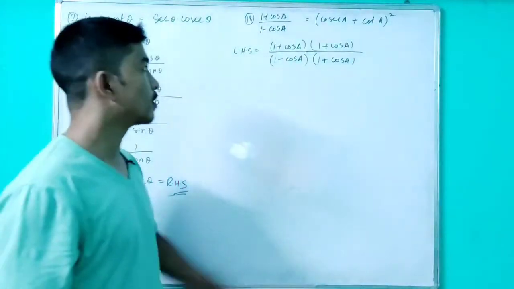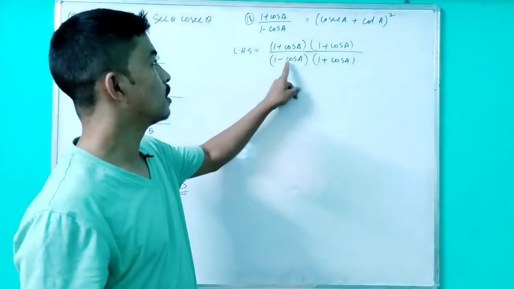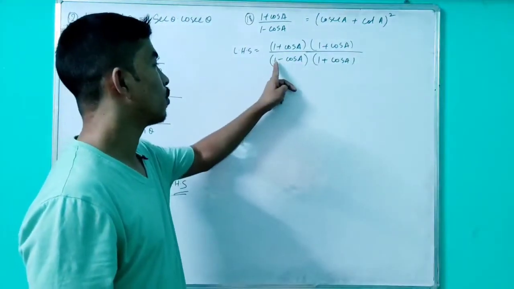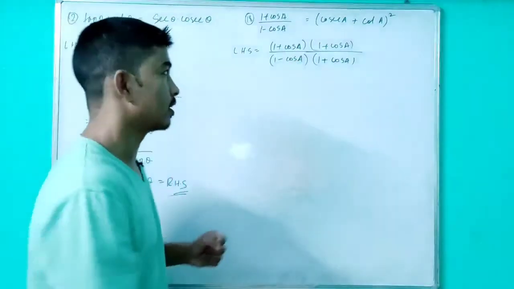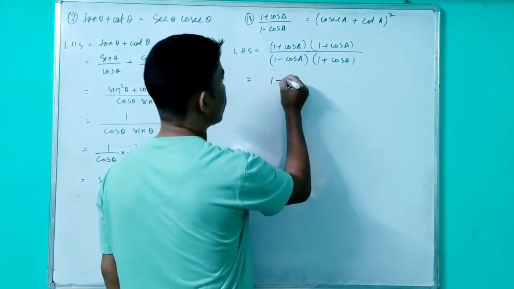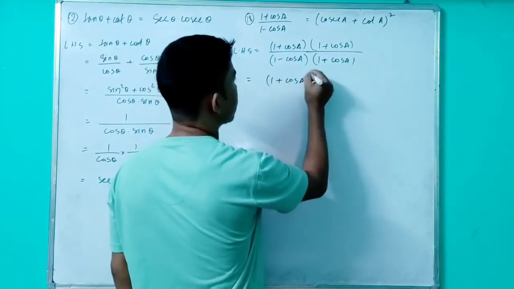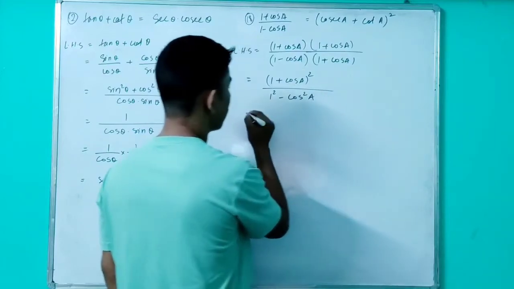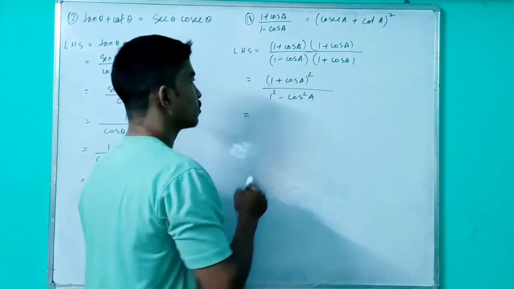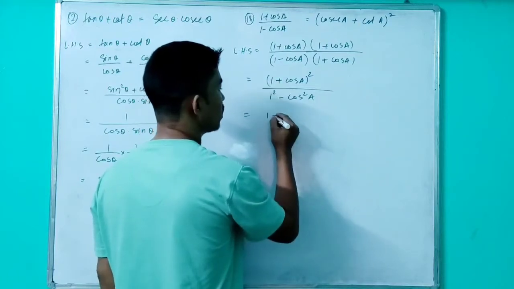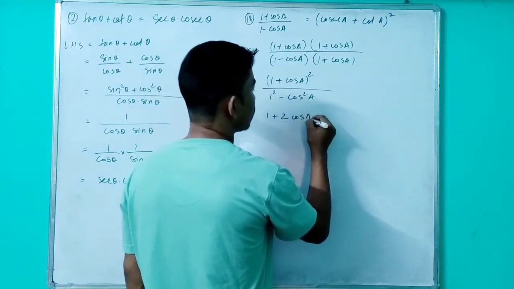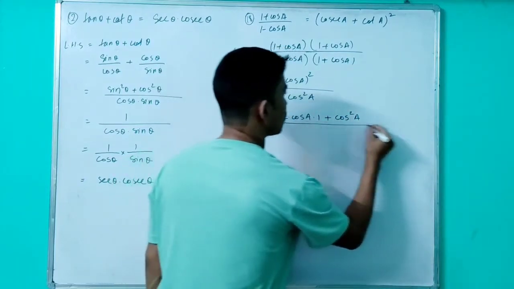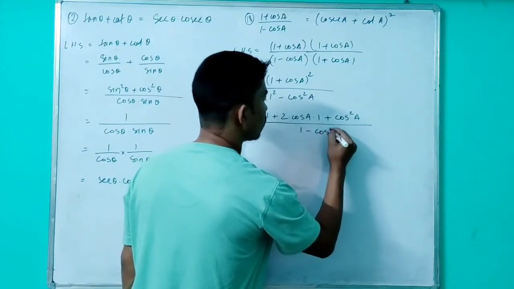Why am I doing it so? Because a minus b into a plus b gives the formula a square minus b square. So here it will be 1 minus cos square A, which is equal to sin square A. So the numerator becomes 1 plus cos A whole square, divided by the denominator, which is 1 square minus cos square A. If I expand the numerator, it is 1 plus 2 cos A plus cos square A, divided by 1 minus cos square A.